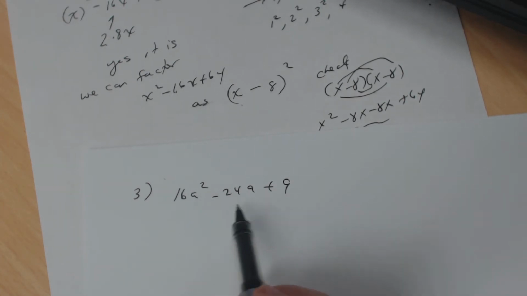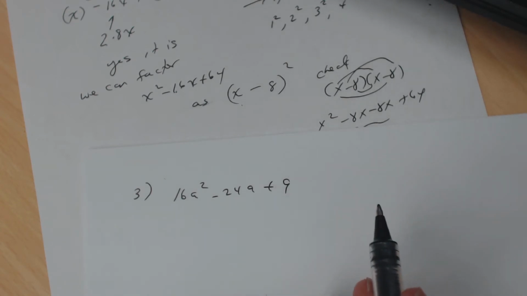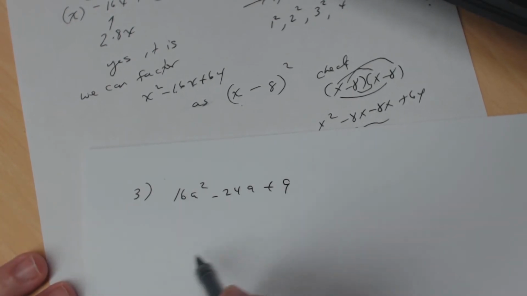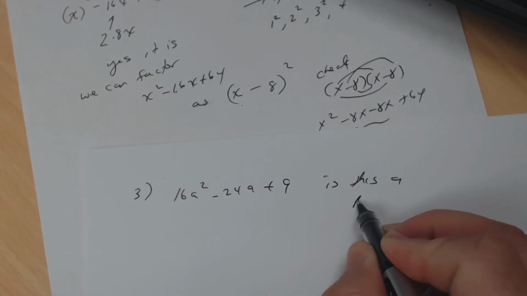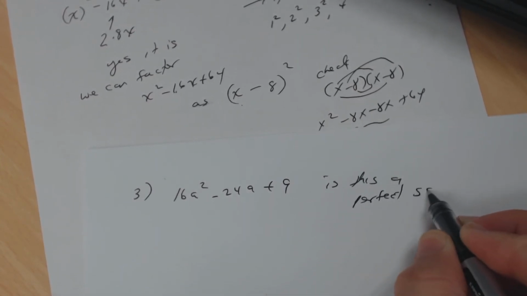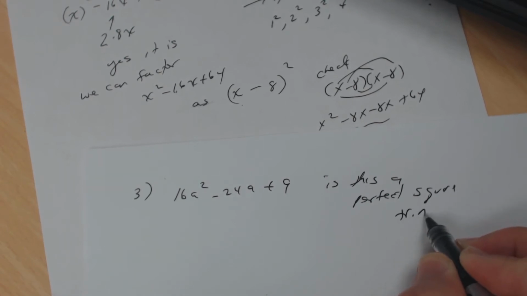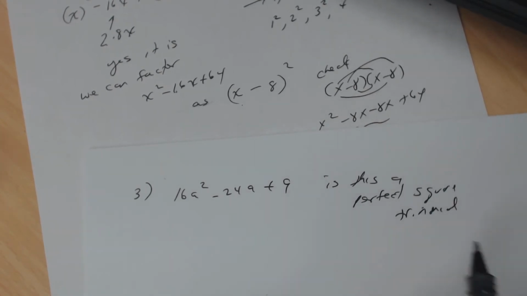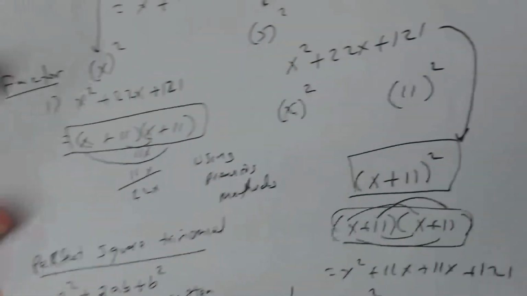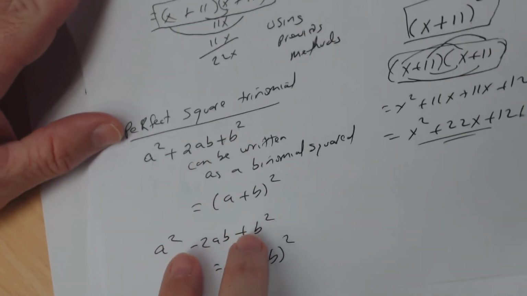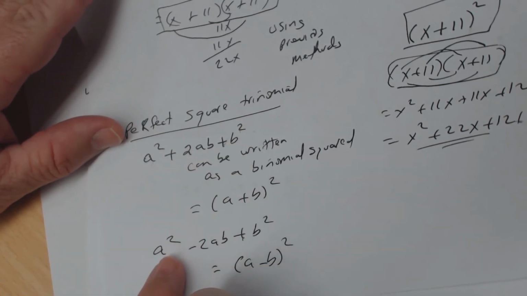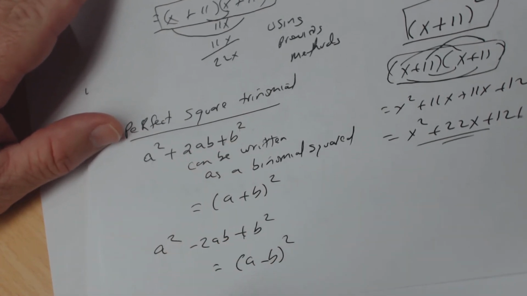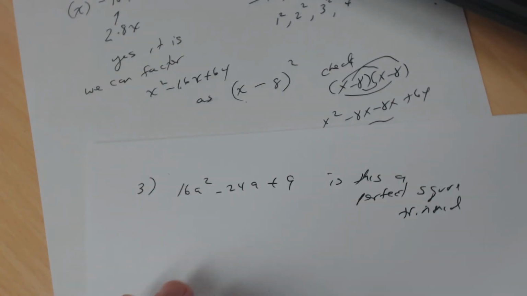Now again, you can factor this using previous methods, but let's talk about, is this a perfect square trinomial first? That was the intent of this particular lesson. If it is, then that means you can write it like one of these right here: a squared plus 2ab plus b squared, or a squared minus 2ab plus b squared. Okay, that's what that means. So let's see if we can.